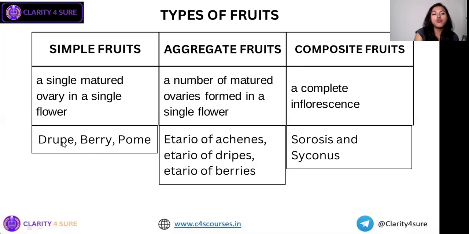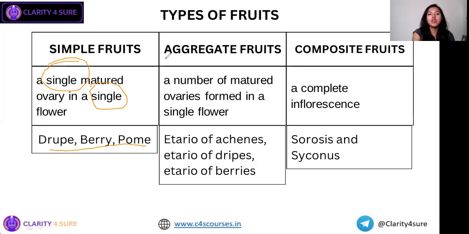So that means this drupe, berry, pome, these are developed from a single flower. What is the key word here? Single. And there is also a single matured ovary. So this is something you need to remember, that in case of simple fruits like the drupe, the berry and the pome, there is a single ovary, and which is developed from a single flower.